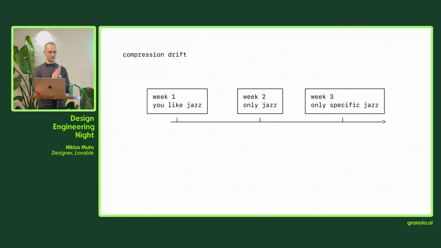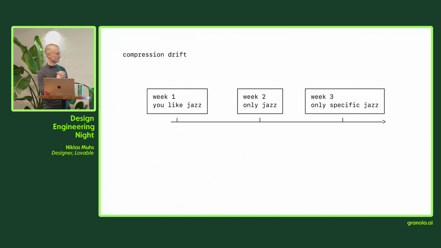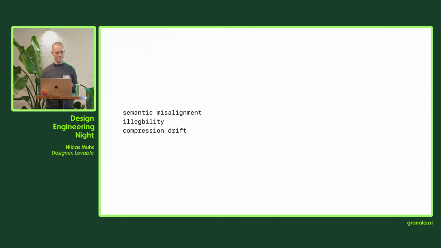And what really helps there in interface design, I think, is to make that drift visible and create synchronization points where both the human and the AI think about whether that's actually what the human intended.